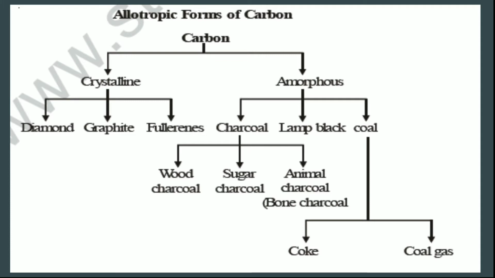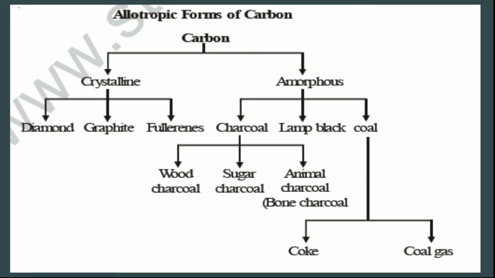Crystalline is subdivided into diamond, graphite, and fullerenes, and amorphous into charcoal, lamp black, and coal. Charcoal can be wood charcoal, sugar charcoal, animal charcoal, or bone charcoal. Then coal can be divided into coke and coal gas.